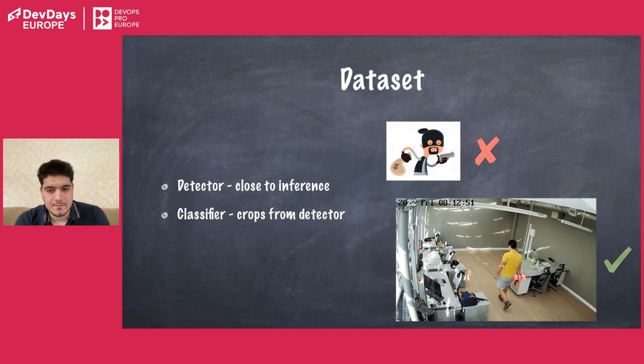For the classifier, you would want to create a lot of crops from your detector. It's a good idea to run your detector with a low threshold to get a lot of false positives.